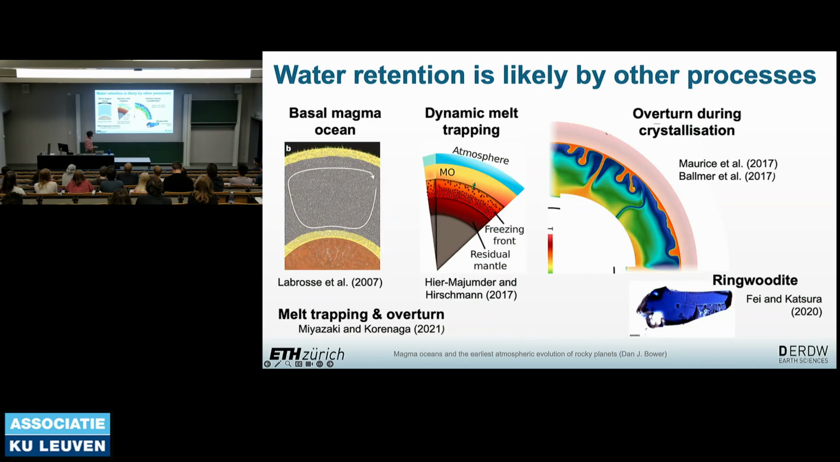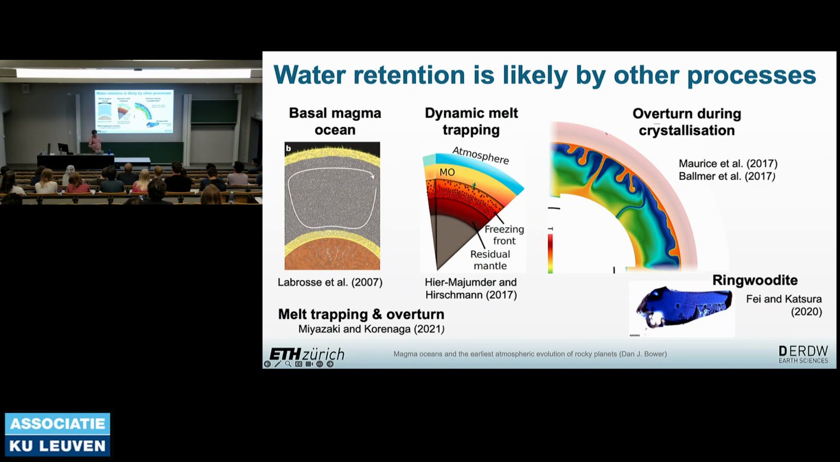There are a lot of other reasons to believe why planets may retain water, during both the magma ocean phase and during subsequent evolution. So there's a hypothesis about the basal magma ocean. The idea here is that your magma ocean crystallizes from the middle out, and in this regard, you can maybe trap a lot of volatiles in this melt layer at the base. As your magma ocean cools, there's this process by which you're dynamically trapping melt as this cooling front moves through the mantle. And then there are various combinations of these models that have been put together.